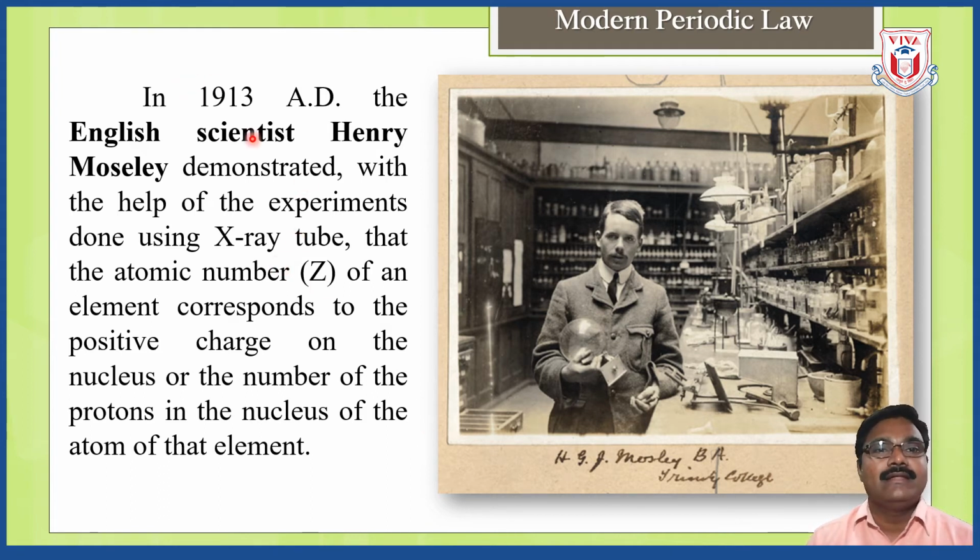For example, in 1913, the English scientist Henry Mosley demonstrated, with the help of an experiment done using an X-ray tube, shown here in the picture, that the atomic number, which is denoted by Z, of an element corresponds to positive charge, and that positive charge is due to the protons present in the nucleus of the atom of that element, and therefore the number of protons is nothing but the atomic number.